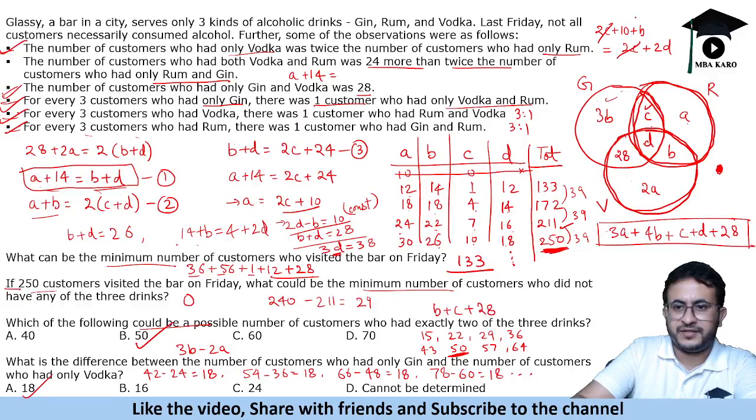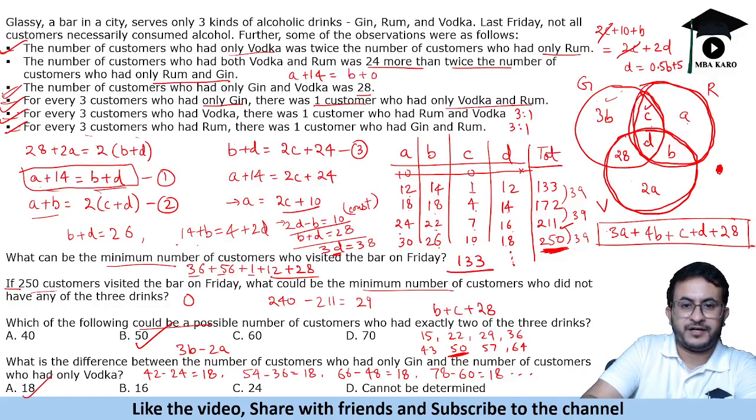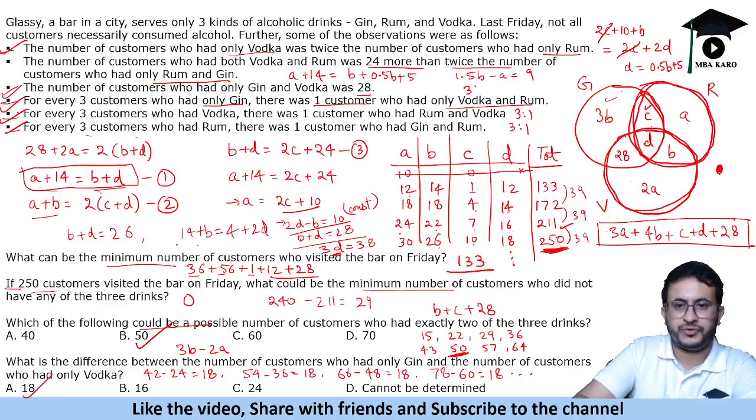From this equation we see that 2D is 10 plus B, so D can be put as half B plus 5. ठीक है, so A plus 14 is B plus half B plus 5. So we can say that this gives us, we have to find 3B minus 2A. So this gives us 1 and a half B minus A is equal to 9. And if you multiply by 2, you get 3B minus 2A is equal to 18.